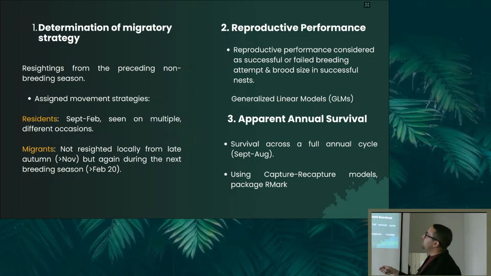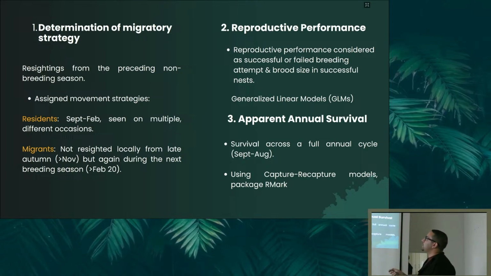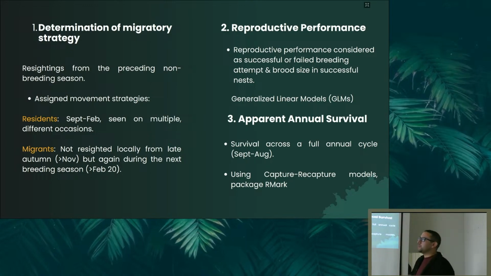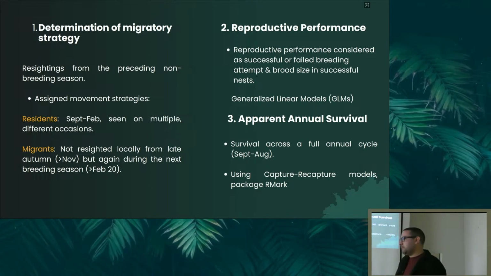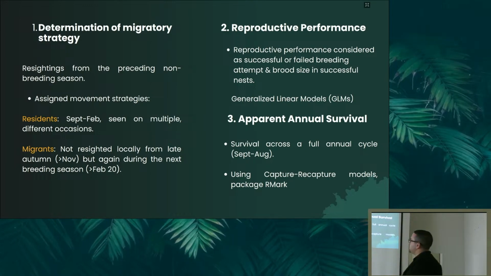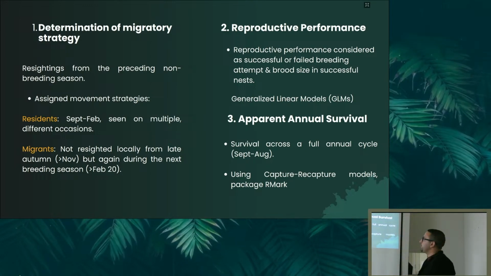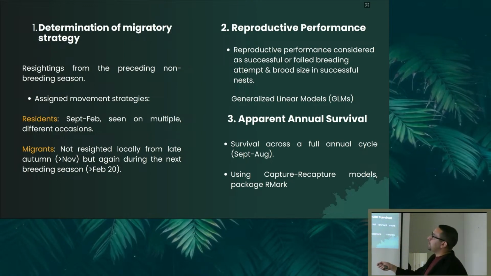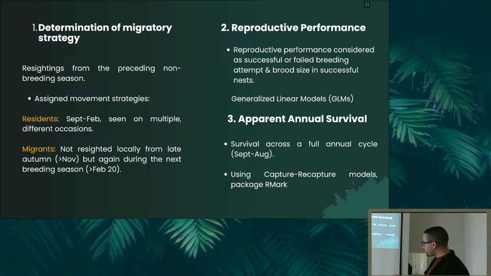And those migrants were not resighted locally in autumn, for example, early autumn. We could see them in September or October, but maybe we stopped locating them in November, we didn't see them in the wintry months, but we saw them again in the next year's breeding season. So that could indicate that those blackbirds had left, and that's how blackbirds were assigned as migrants.